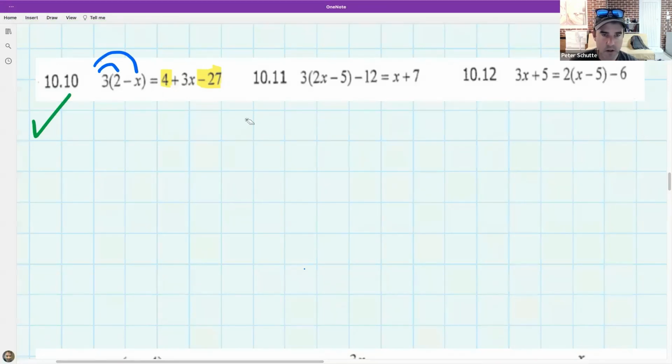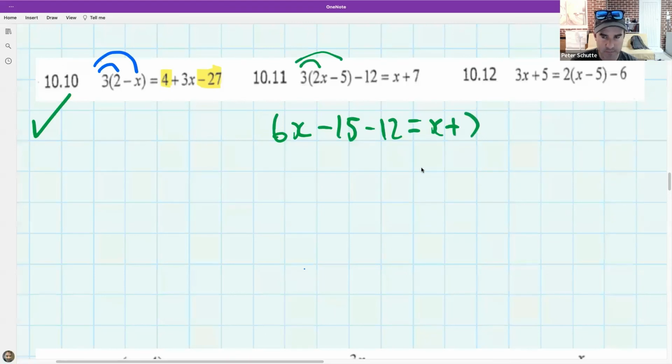Okay, so for those who are doing it, the first step for 10.11 is to get 6x minus 15 minus 12 is x plus 7. So that's the very first line. And then I want you to think, can you neaten up one of the sides here? Maybe you can neaten up one of the sides.